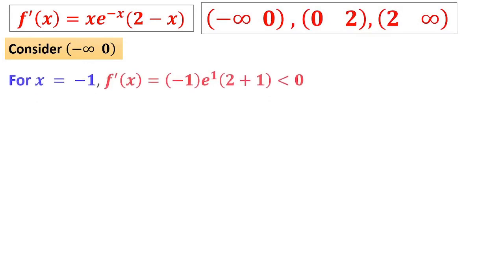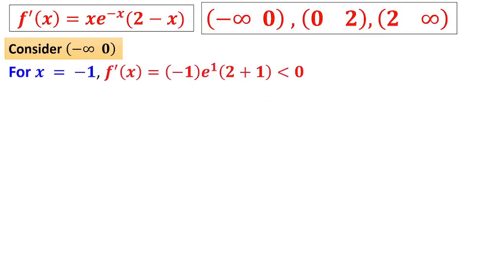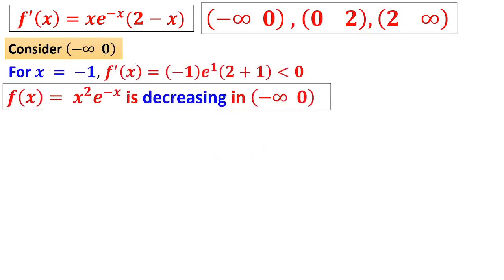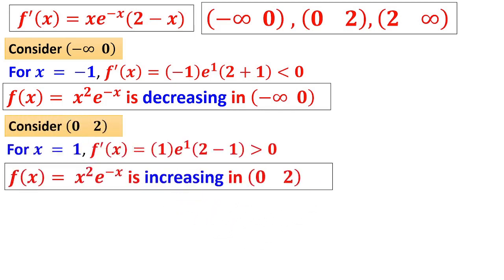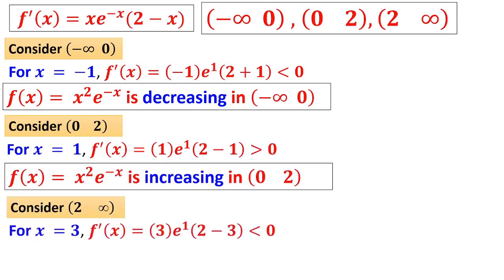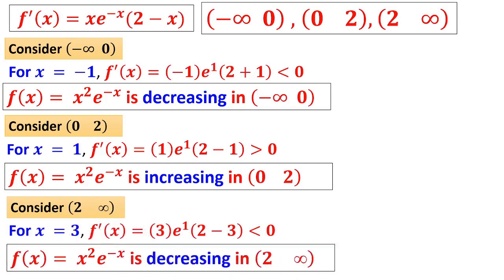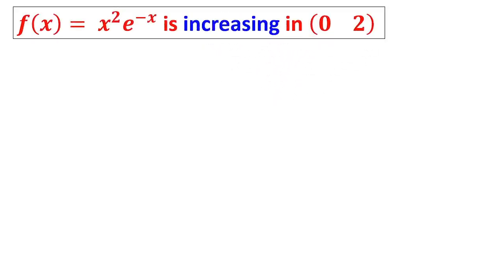From minus infinity to 0, I am considering minus 1. I am finding f dash of x is less than 0, therefore decreasing. From 0 to 2, I take 1 and I am finding f dash of x is greater than 0, therefore increasing. For 2 to infinity, I am taking 3. I am finding that the derivative is less than 0, therefore it is decreasing. Therefore, they want only where it increases. It is from 0 to 2.